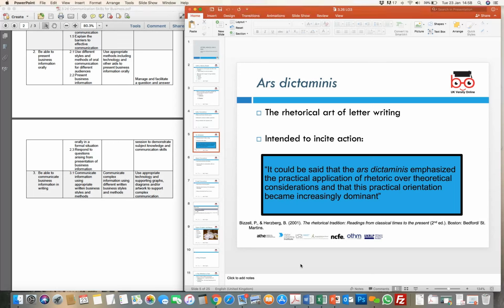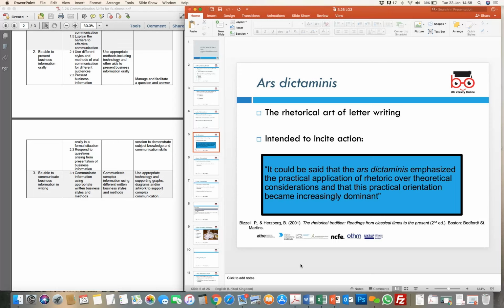Now, there is obviously an art. Letter writing is considered an art, and when we talk about this, there's a saying which I would like to talk about: that the art of letter writing emphasizes the practical application of your rhetoric rather than theoretical considerations, and it tries to put this into practical orientation by emphasizing the point which is being made in the entire letter or in the entire medium.